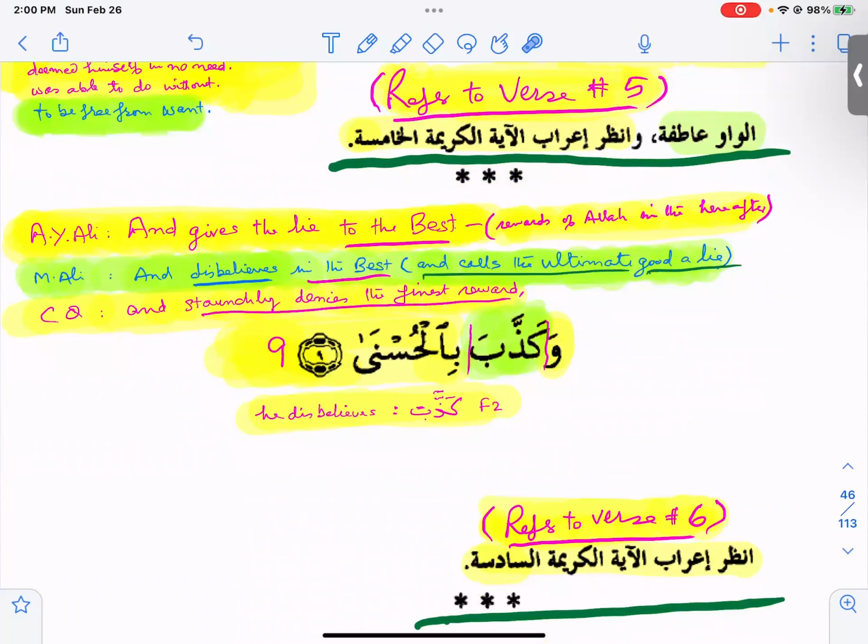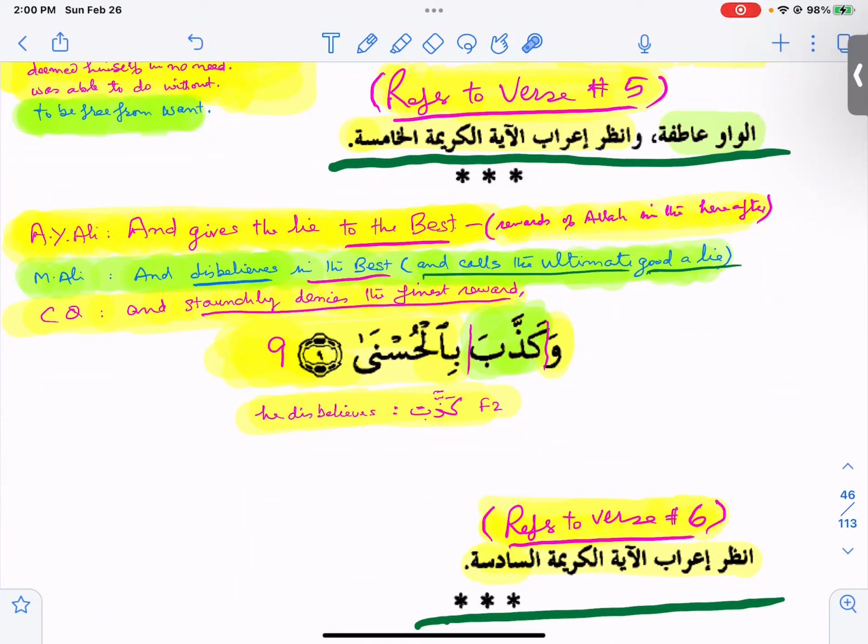Kazzaba bil husna. And gives the lie to the best. Now, what is the best? Bil husna is something which is beautiful, something which Allah has prepared. So, what is the bil husna? Rewards of Allah in the hereafter. Yes, rewards of Allah in the hereafter.